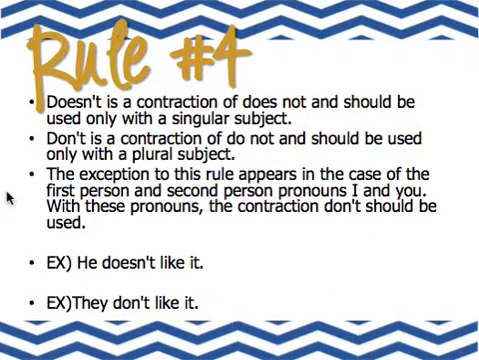Rule number 4, doesn't is a contraction of does not and should be used only with a singular subject, whereas don't is a contraction of do not and should be used only with a plural subject. The exception to this rule appears in the case of the first person and second person pronouns I and you, and with these pronouns the contraction don't should be used. So the examples: he doesn't like it, or they don't like it.